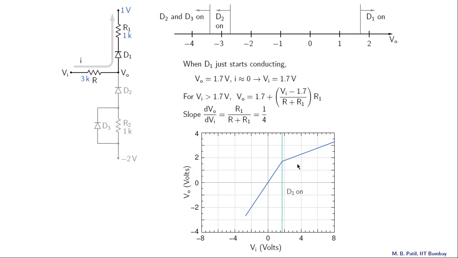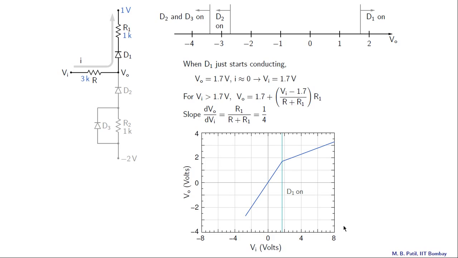So here is the plot. This region is VI greater than 1.7 volts. This is 2 volts, this is 1.7 volts. We have a straight line here with a slope equal to 1 by 4. In this region, when all diodes are off, we have VO equal to VI, that is a straight line with slope equal to 1 and passing through the origin. Note that this slope equal to 1 is not really looking like slope equal to 1 because these scales are different. Here we have minus 8 to 8 volts, and for the y-axis we have minus 4 to 4 volts.